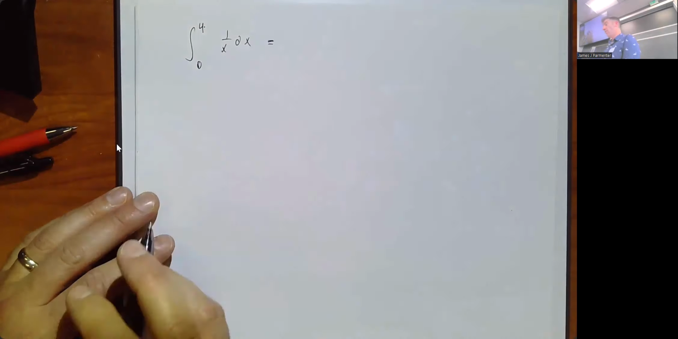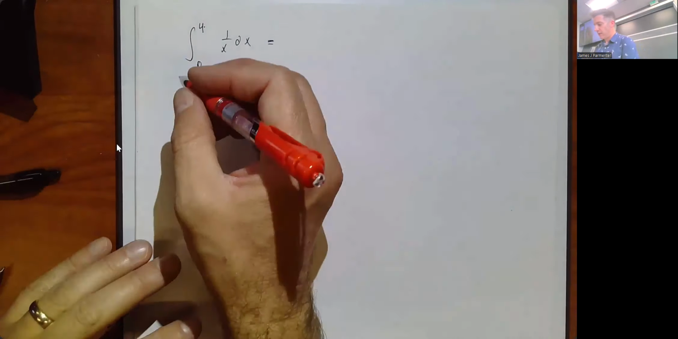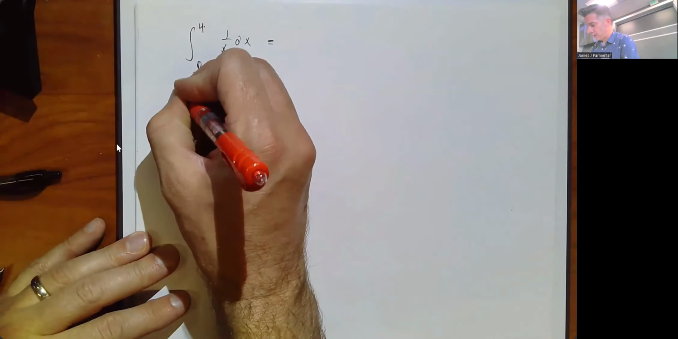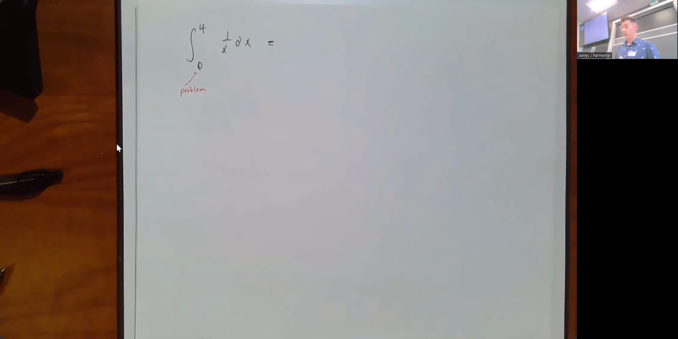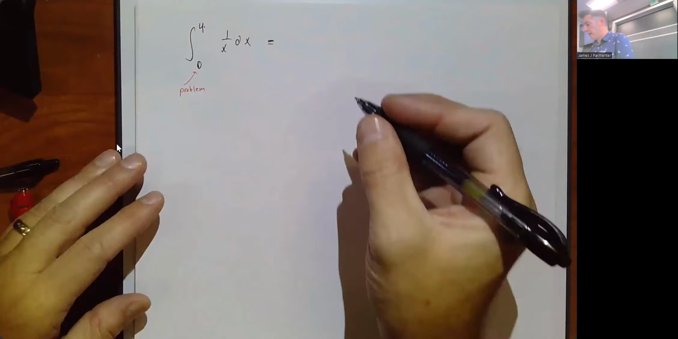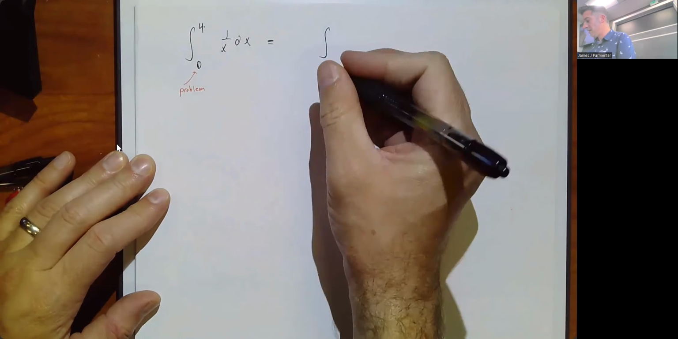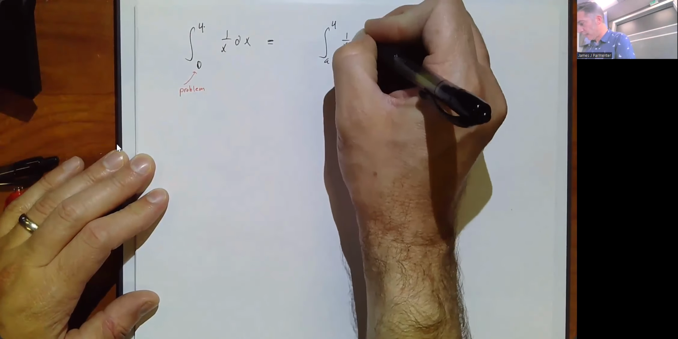So this 1 over x is undefined when x is equal to 0. So 0 is the problem, not infinity. There isn't an infinity. That's our problem. Whatever point is the problem, meaning whatever point makes the function undefined, that's the one we're going to replace with an a or a b. Usually a for lower, usually b for upper. But again, whatever you like. So I'll write this as the integral from a to 4 of 1 over x dx.